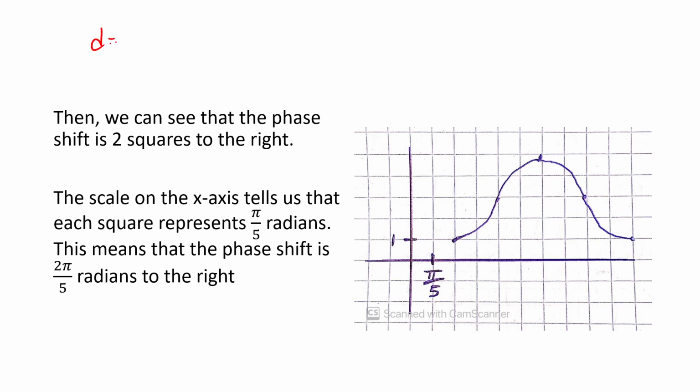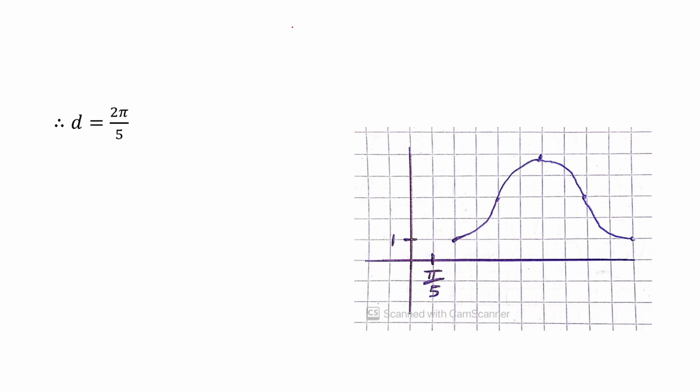You might be tempted to say d is 2. But at this point, you want to look at the index there, or what we sometimes call the scale. The scale of the x-axis is that every square is equal to pi over 5. So if d is equal to 2 of those squares, then really d is equal to 2 pi over 5. Okay, so the phase shift is 2 pi over 5 radians to the right, meaning d is 2 pi over 5.